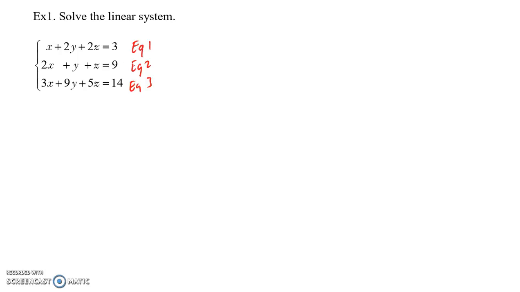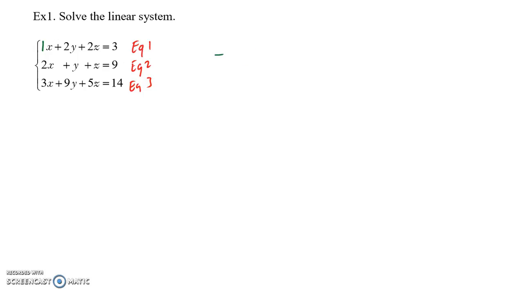Now, as I mentioned, the coefficient of the x term in equation 1 is a 1. So I'm going to make use of that to eliminate x in the other two equations by pairing each of those equations with equation 1. So I'm going to label this as follows. I'm going to first multiply equation 1 by negative 2.